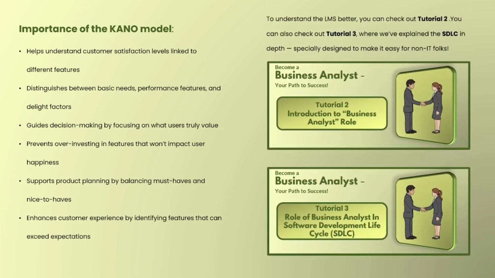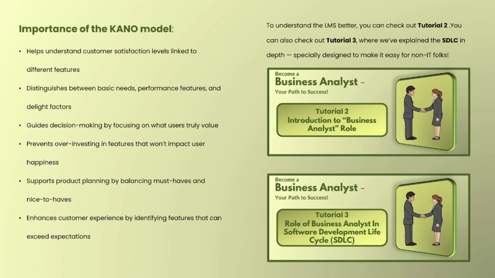It helps to understand customer satisfaction levels linked to different features, then distinguishes between basic needs, performance, features, and delight factors. It guides decision making by focusing on what users truly value, prevents over-investing in features that won't impact user happiness, which means saving money, supports product planning by balancing must-haves and nice-to-haves, and enhances customer experience by identifying features that can exceed expectations. So in this way, we can say that the KANO method is quite important while we consider prioritizing requirements.